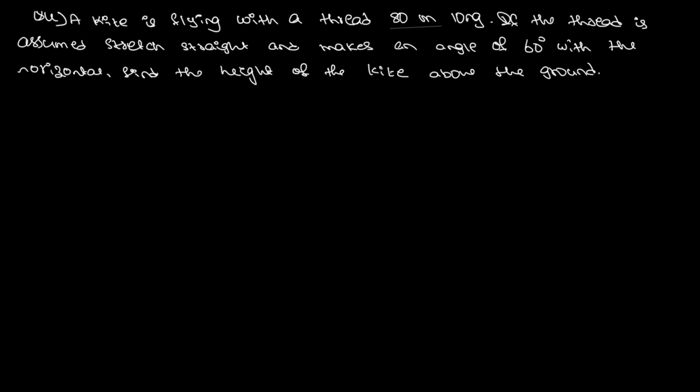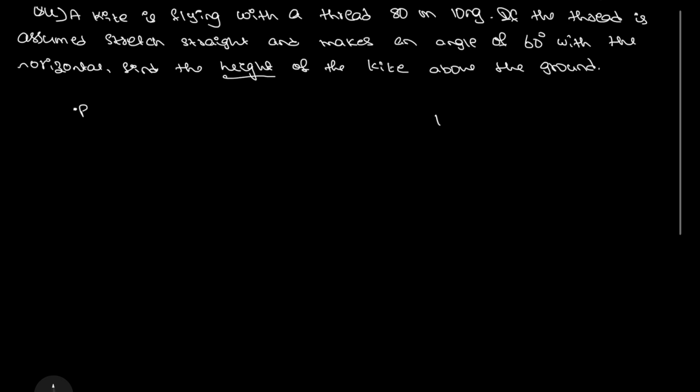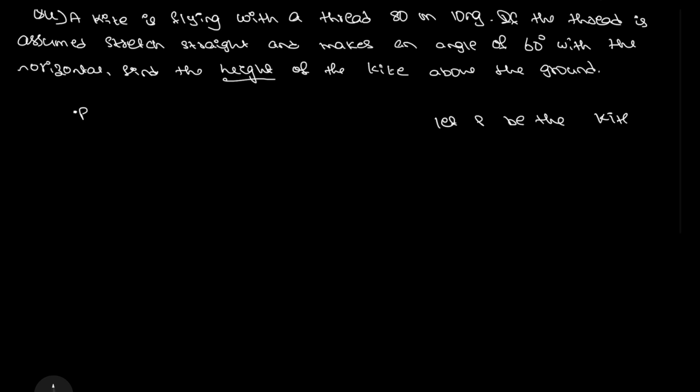Question number 4 here we have is a kite is flying with a thread which is of 80 meter long and thread is assumed stretched straight and it makes an angle of 60 degree with the horizontal. And here we need to find the height of the kite above the ground. Let's take a point P, which is the kite. Let P be the kite.